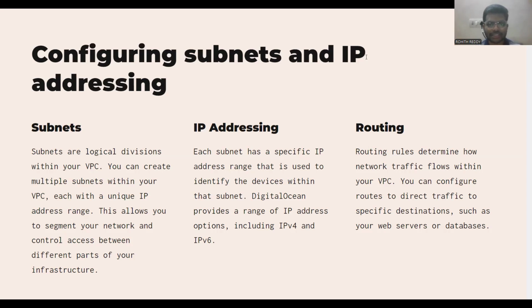Each subnet has a specific IP address range that is used to identify the devices within that subnet. And DigitalOcean provides a range of IP address options, including IPv4 and IPv6. Assume the subnetting as a parent node, where the whole subnetting is done, and then each child node of a tree-like structure represents each device, and these are routed based on the specific IP address.